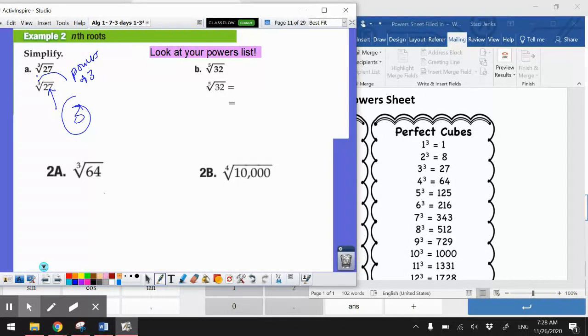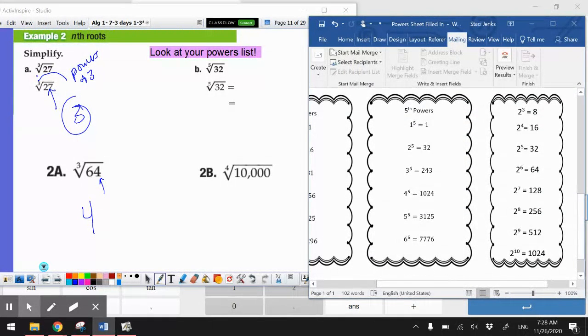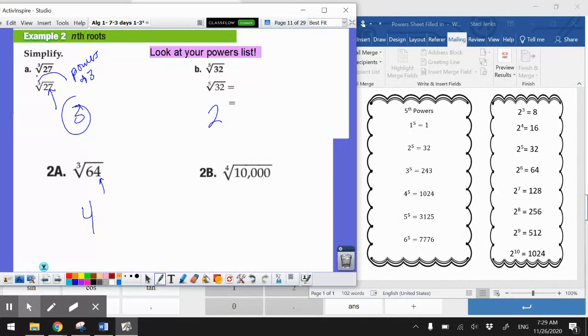Okay, let's look for 64. So come down the right-hand side, find 64, come across. What's the big number? The base is a 4. So that is a 4. Okay, let's take a look at our fifth powers because we've got some 5s here. So let's look for 32. I see 32 right here. The base number, the coefficient, is a 2. So that is a 2.